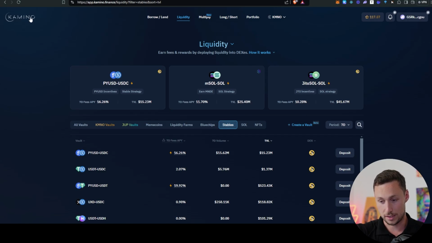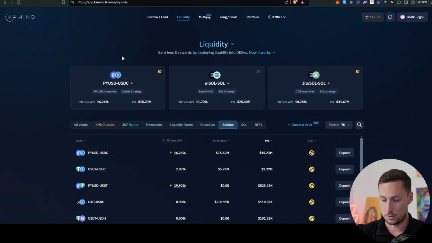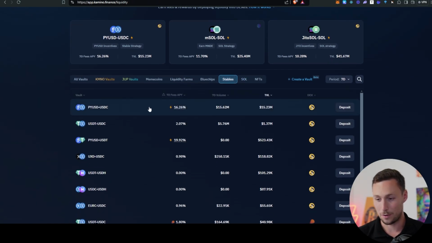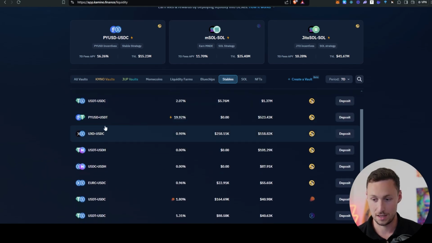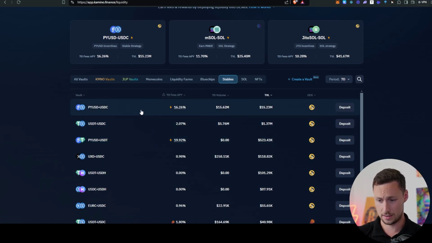And this is a different one because this is a pure stablecoin pool. I found this one by going to Kamino, liquidity, and then filter to stablecoins. And right now, PayPal is running an incentives program for their PYUSD. So you can deposit PYUSD with USDC or PYUSD with USDT and earn 16 to 20% on those stablecoins.